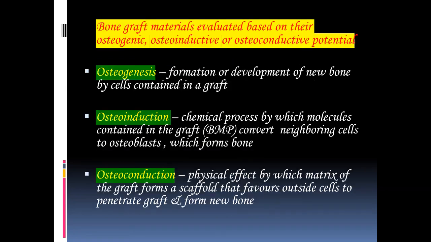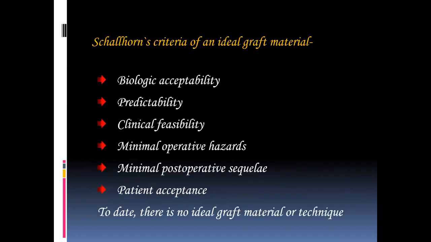Bone graft materials are evaluated based on their osteogenic, osteoinductive, or osteoconductive potential. Osteogenesis is the formation or development of new bone by the cells contained in a graft. Osteoinduction is the chemical process by which the molecules contained in the graft convert the neighboring cells to osteoblasts, which form the bone. Osteoconduction is the physical effect by which the matrix of the graft forms a scaffold that favors the outside cells to penetrate the graft and form new bone.